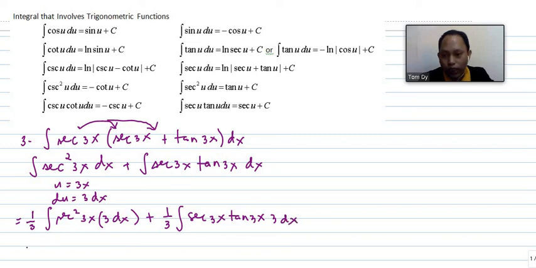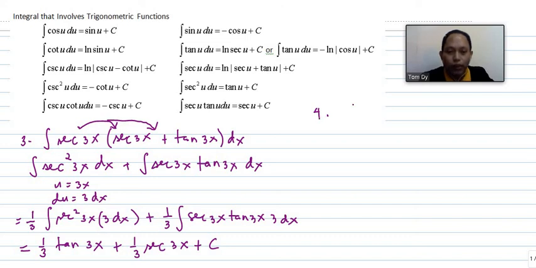So that when we integrate this one, the result is 1/3, and then this secant squared u, that is tangent u. So tangent of our u here is 3x, and then plus 1/3 times the integral of secant u tangent u, which equals secant u, that is secant of 3x, plus c. So we're using here secant u tangent u and secant squared u du for this particular problem. Okay, so we will proceed to example number 4.